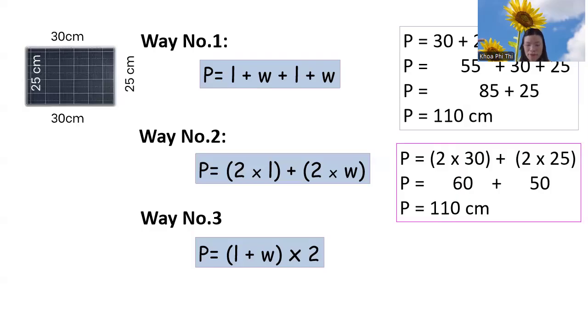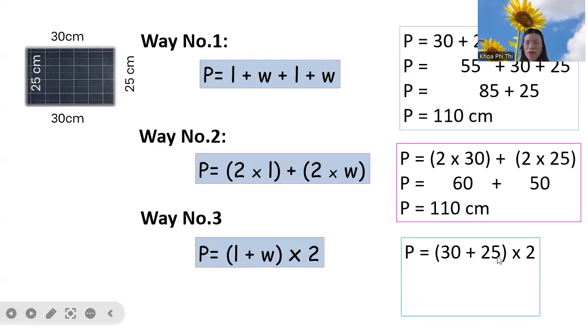And now group 3. Added the length and the width together, then multiplies by 2. Group 3. Yeah, let's see. He wrote, right, 30 plus 25 times 2. Good job. The same as the formula given to us.